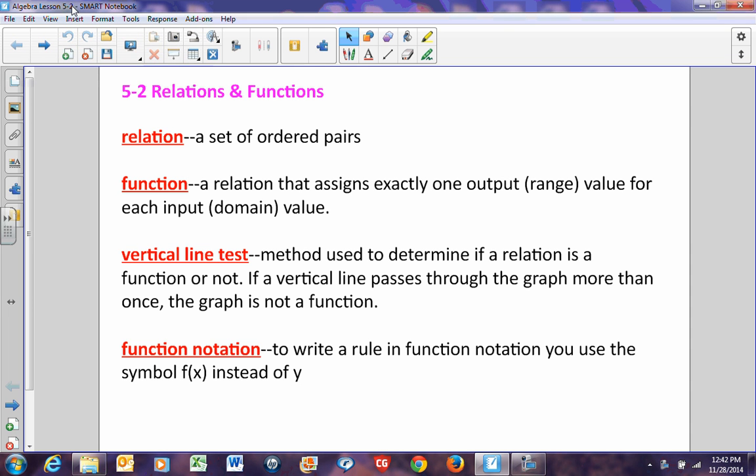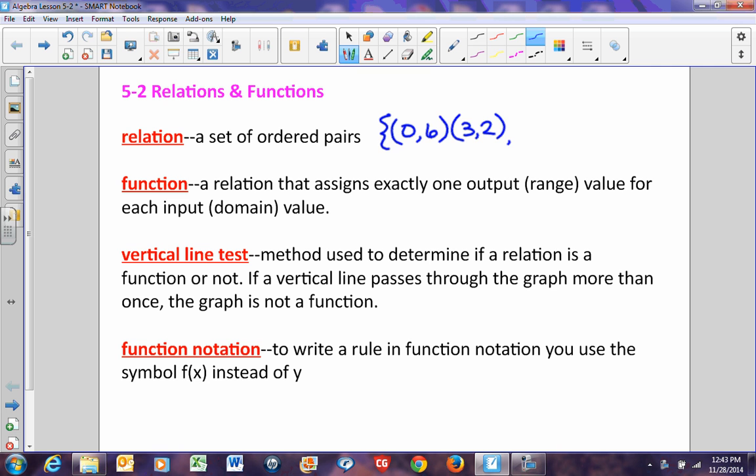This is lesson 5-2, relations and functions. A relation is a set of ordered pairs. Simply, it's an x value and a y value. Relations are normally written with brackets around them. So I could say {(0, 6), (3, 2), (4, 1)}, and put it in the brackets. That's a relation. It's just a set of ordered pairs, however many ordered pairs you want to have.